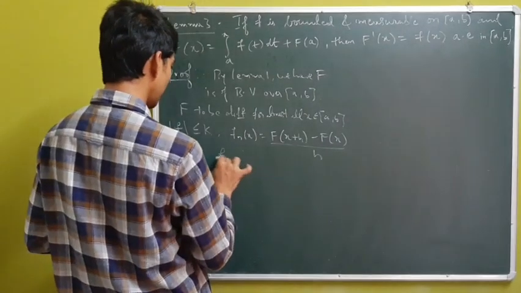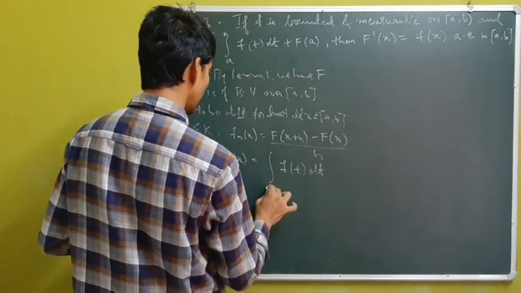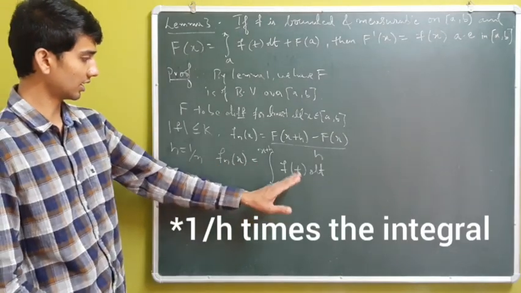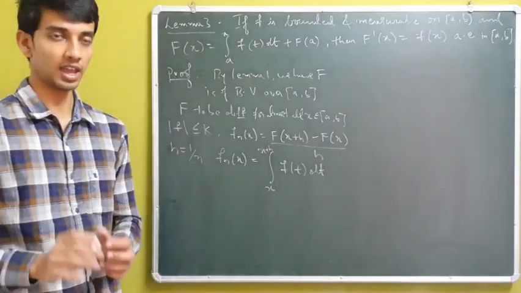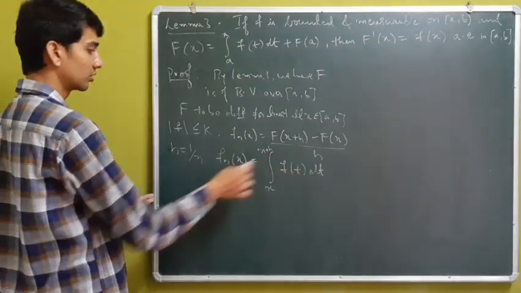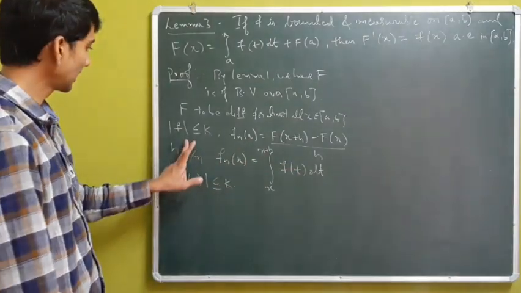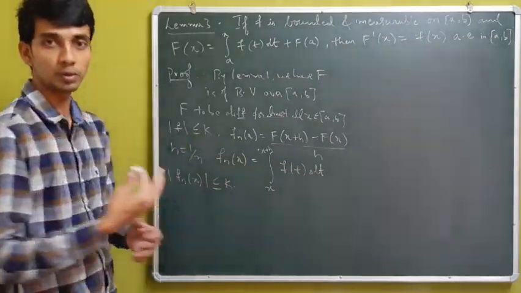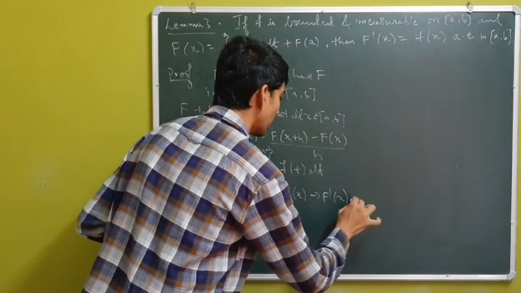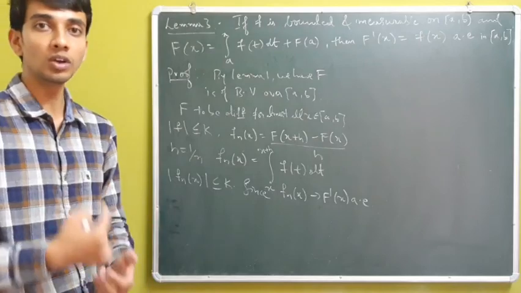So again, I clearly have fn of x to be the same as the integral of f of t dt, where the integral is over x to x plus h. So fn of x is the integral of f of t over x to x plus h. Since f is bounded by k, fn of x is also bounded by k. And since fn of x converges to f dash of x almost everywhere, I can take the help of the bounded convergence theorem now.